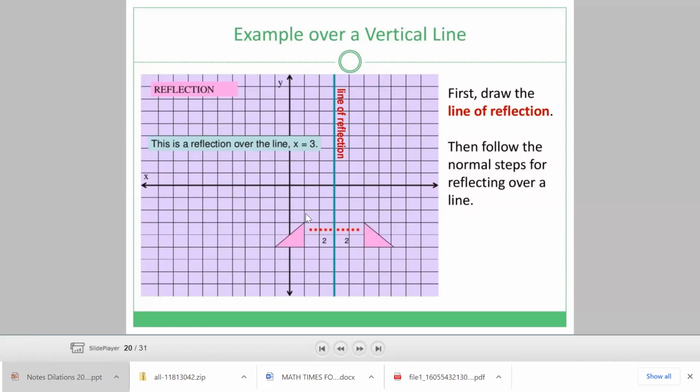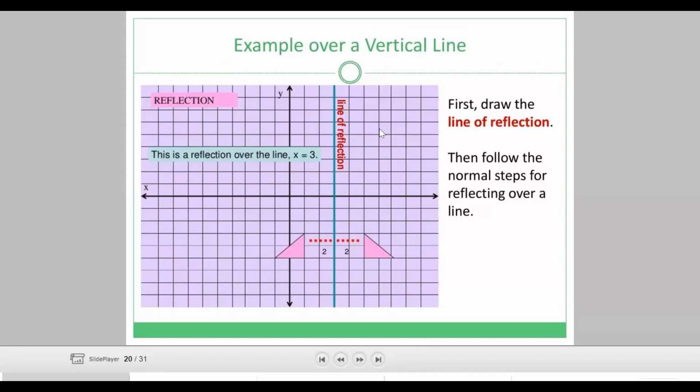Okay, now let's look at these two triangles I have on the screen here. Did everybody identify that it was a reflection? Yes, miss. Because you can see they are pointing in opposite directions, and you can notice there is a mirror line, and they are the same distance away from that mirror line. Now this line is not the x-axis, it's not the y-axis. Instead, it is called the line x equals 3. Do you agree?